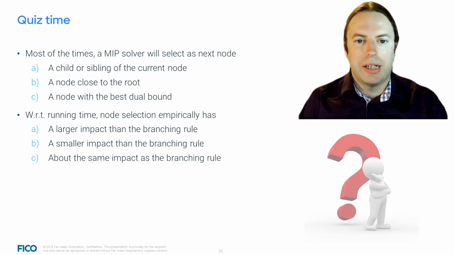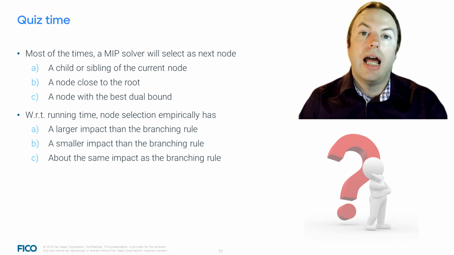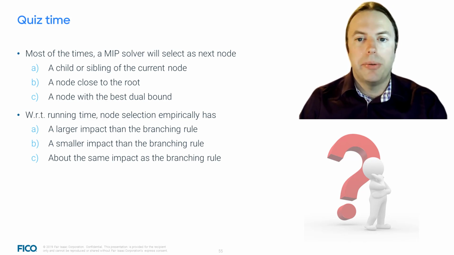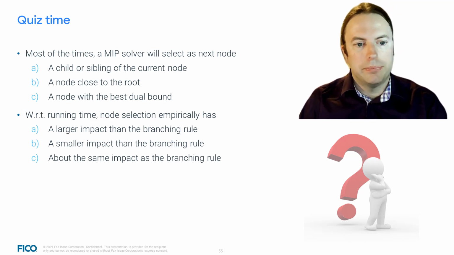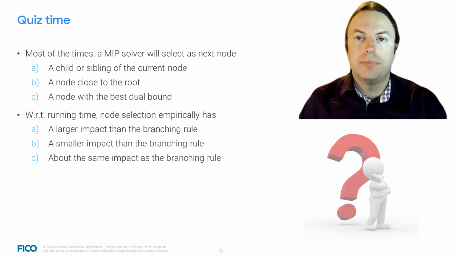All right, all nodes selected? Then it's time for our final quiz. First question: most of the times, a MIP solver will select as next node A, a child or sibling of the current node, or B, a node close to the root, or C, a node with the best dual bound. And second question, with respect to running time, node selection empirically has A, a larger impact than the branching rule, or B, a smaller impact than the branching rule, or C, about the same impact as the branching rule.